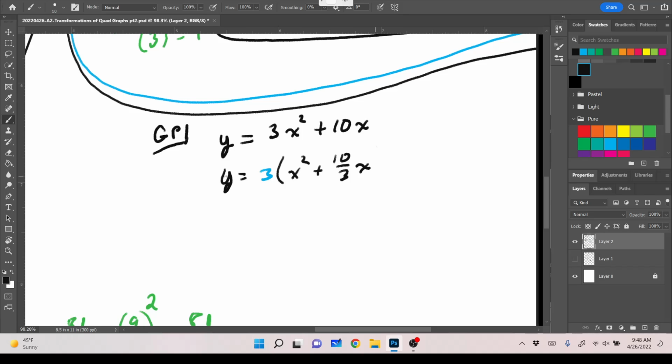Why wouldn't you get 10/3? No, I keep forgetting to do the 3. Yeah, you got to do that factoring out bit. I messed up slightly. Okay. Are you learning from your mistakes? Yes. Good.